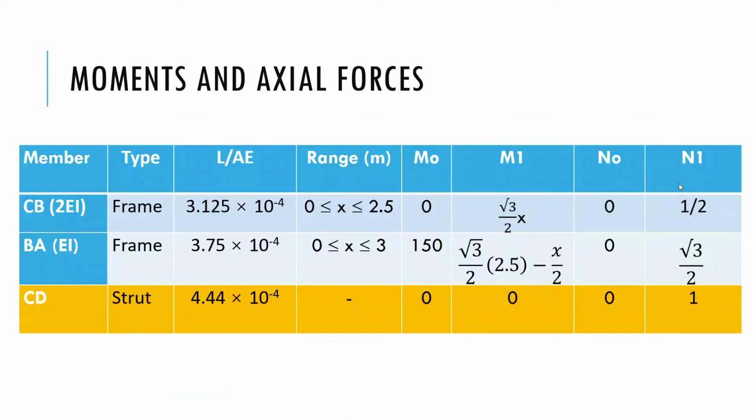We can put all the internal forces in tabular form. In this table, we list the inputs for the compatibility equations, such as the axial and flexural rigidity, the range of the section, internal forces such as bending equations M0 and M1, and axial forces N0 and N1.